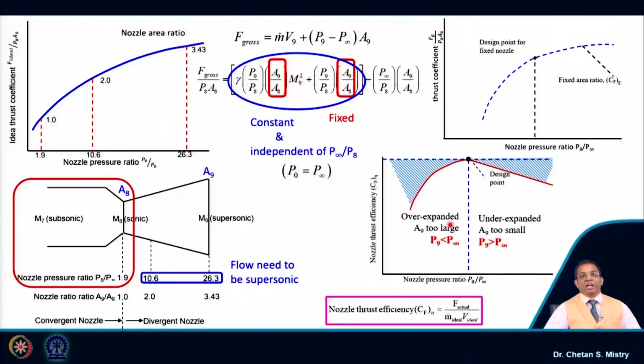Suppose this represents my nozzle pressure ratio and this represents my design condition, and there I will have my efficiency at its highest.